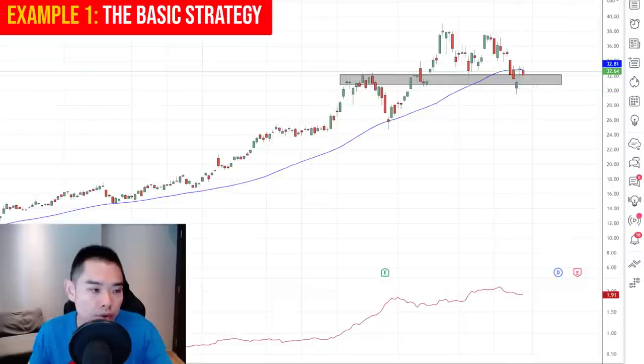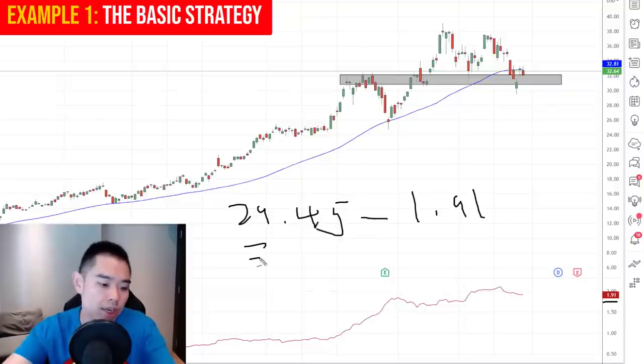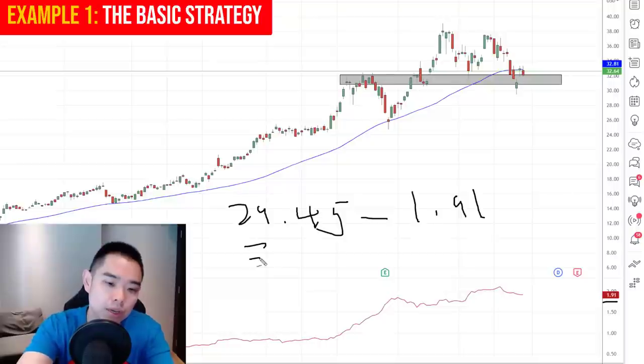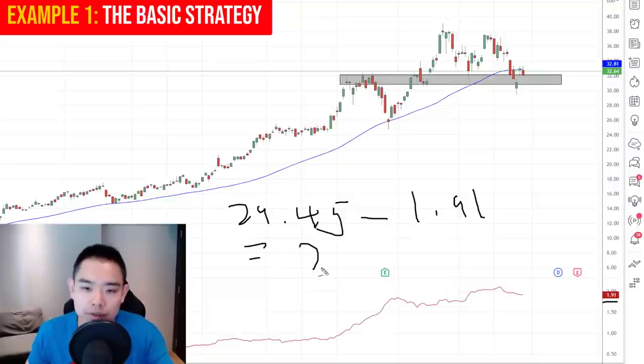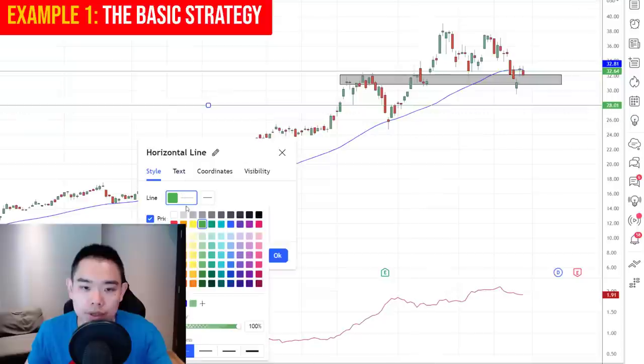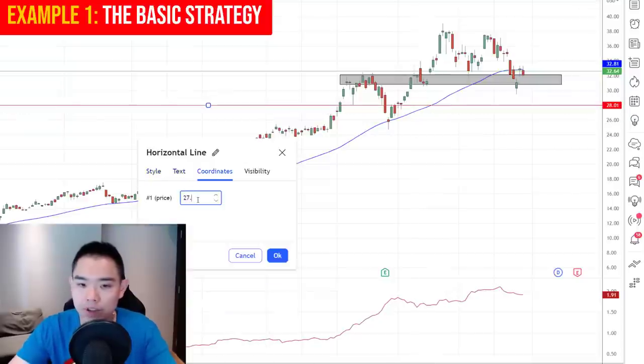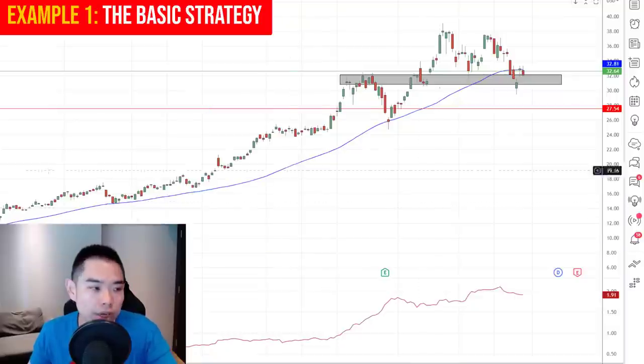So I'll take 29.45 minus 1.91, which is shown over here. And I get 29.45 minus 1.91, 27.54. So that will be my stop loss level. So let's go and put my stop loss level at 27.54. Let's change this to red, stop loss at 27.54.